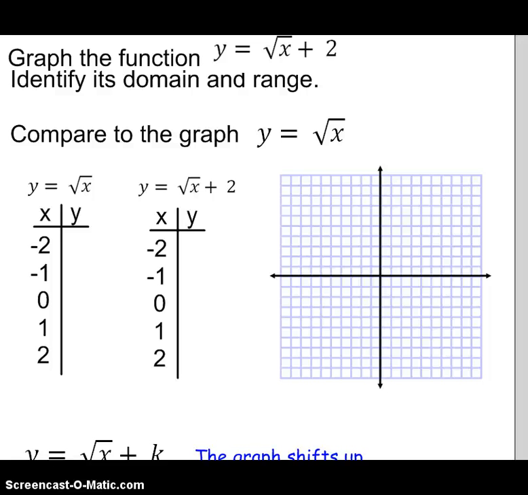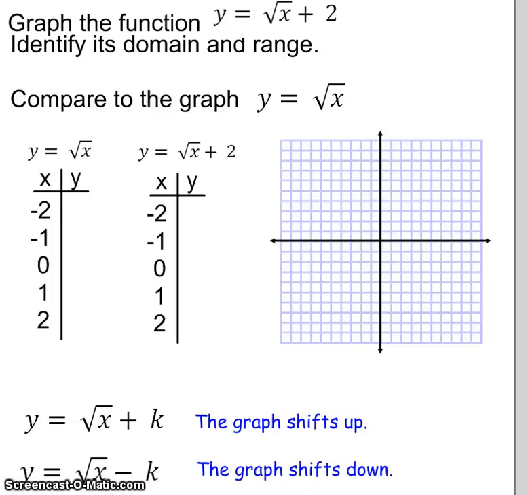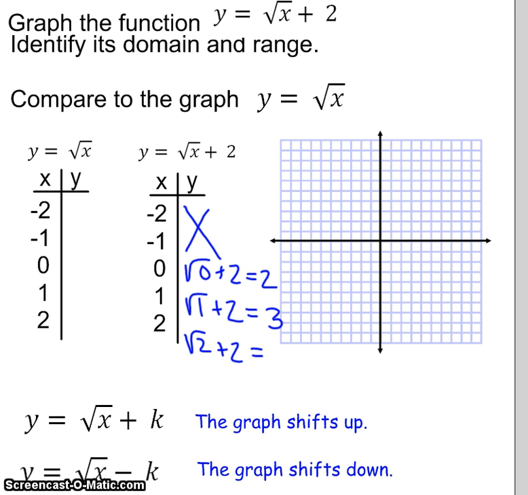So here's another parameter change. Once again, we're going to look at adding 2 to the function. I cannot plug in the x values that are negative here, but I can plug in 0 to get 0 plus 2, which is 2. I can plug in 1. The square root of 1 plus 2 is 3. Then the square root of 2 plus 2 is 1.4 plus 2, which is 3.4. Let's plug in 9 to get another point. That's the square root of 9 plus 2, which is 5.